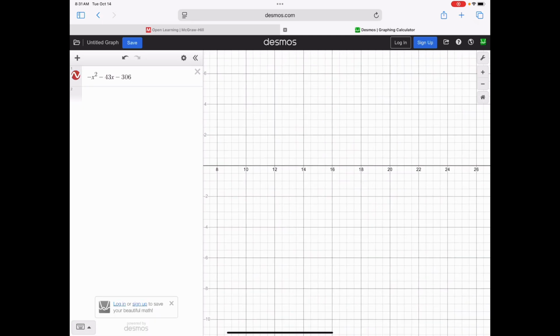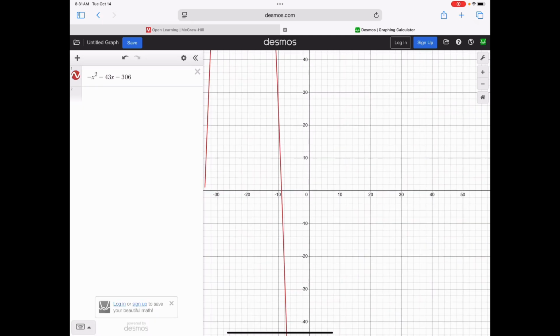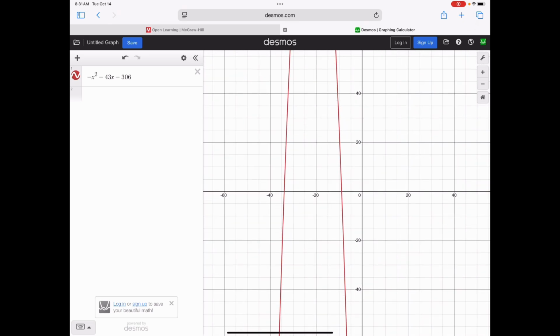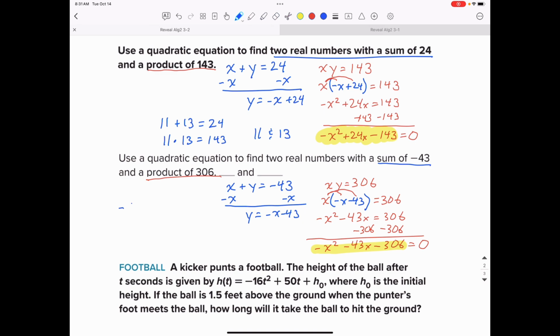Again, I'm probably going to have to go searching for it. Where's it at? Oh, there I see part of it, and there I see the other part of it. And when I check the x and y intercepts, I have an x-intercept of negative 9. I should just say x-intercepts. An x-intercept of negative 9 and another x-intercept of negative 34. And you'll notice that negative 9 plus negative 34 does equal negative 43, so it has a sum of negative 43. And negative 9 times negative 34 does equal 306. So the answers are negative 9 and negative 34.